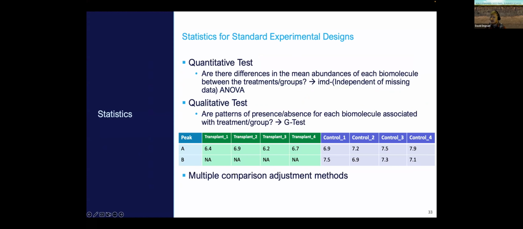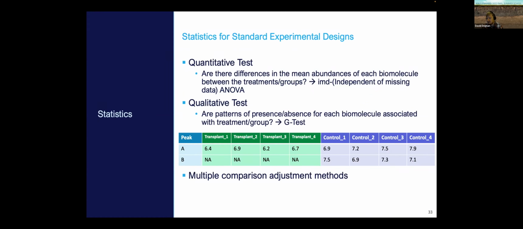Okay, so we just talked about normalization. We're going to move on to statistics here. In the pmartR package, there is a specific tool for doing both quantitative and qualitative statistics. Because we have lots of missingness, you would want to apply the qualitative tests for cases when there's a lot of absence within the data.